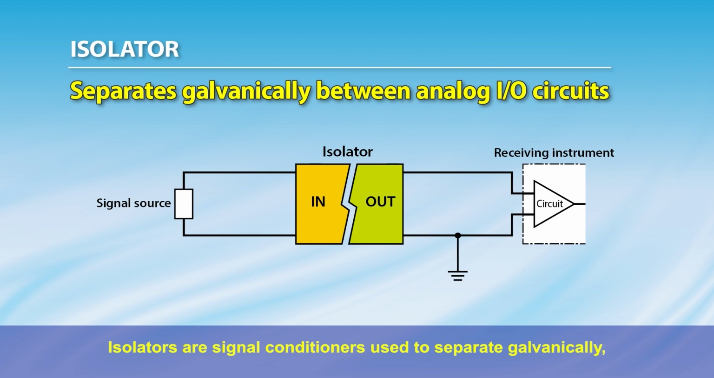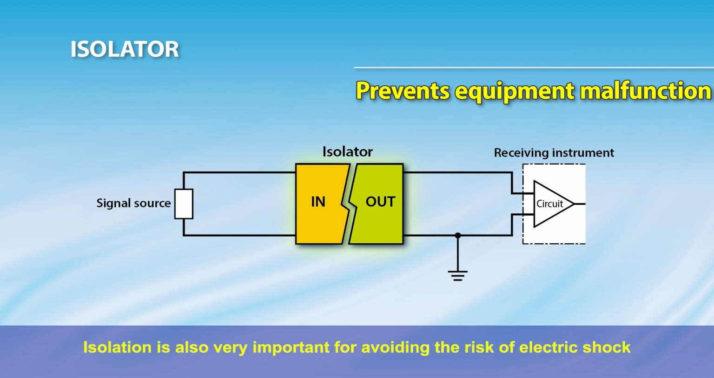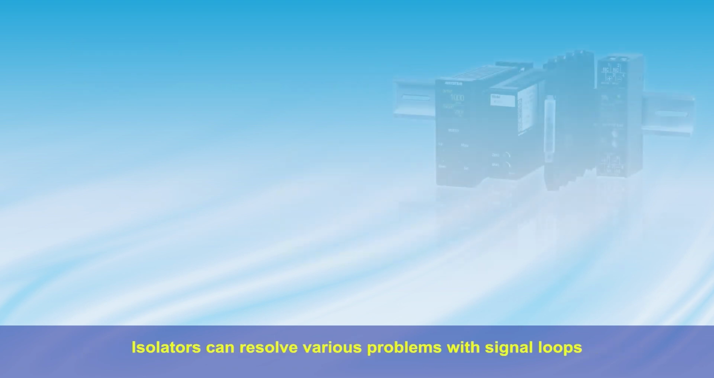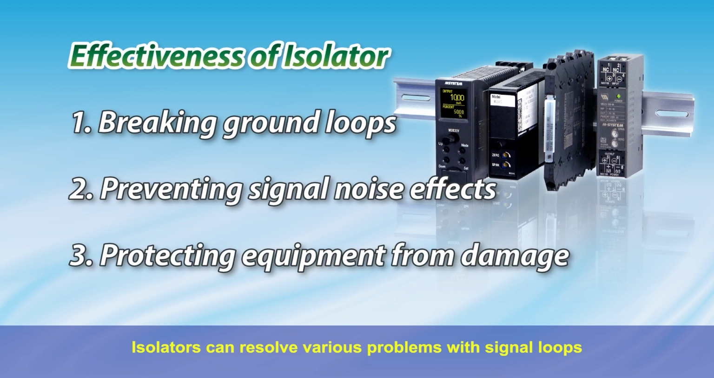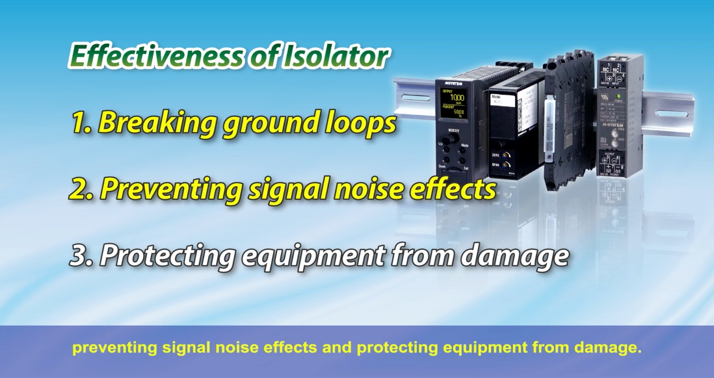Isolators are signal conditioners used to separate galvanically or isolate between the inputs and outputs of analog signals to prevent equipment malfunction and damage. Isolation is also very important for avoiding the risk of electric shock in medical instruments and measuring instruments handled by humans. Isolators can resolve various problems with signal loops or prevent them from occurring in advance. Now, let's examine the actual effects of isolators in breaking ground loops, preventing signal noise effects, and protecting equipment from damage.